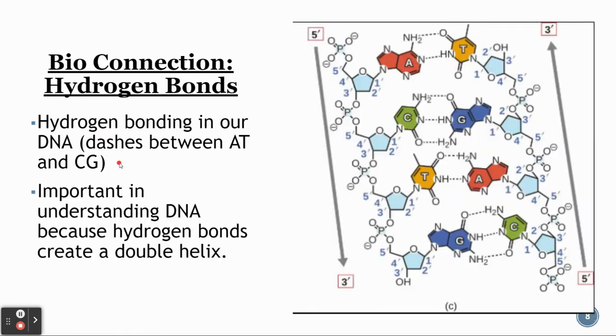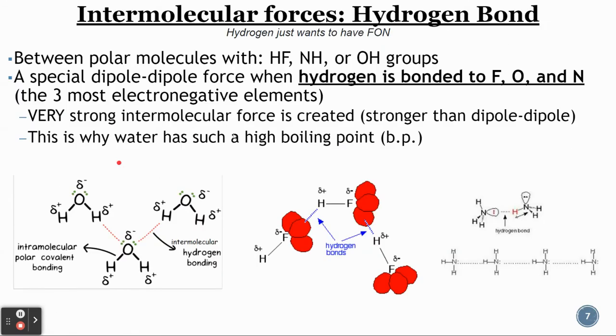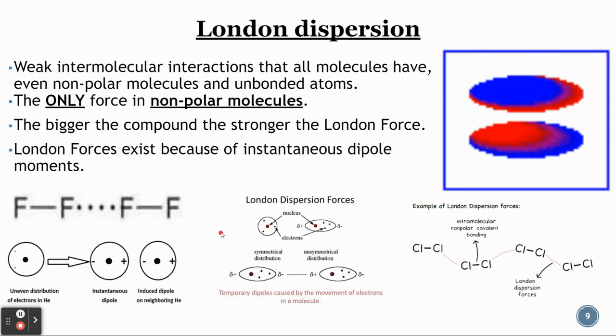Remember that for a dipole-dipole interaction or hydrogen bond, you need to have, well, partial charges. You need to have polar molecules. Nonpolar molecules don't have those partial charges. So they can't do dipole-dipole, and they can't do hydrogen bonding. The only thing they can do is something called the London dispersion force. And so how does that work?